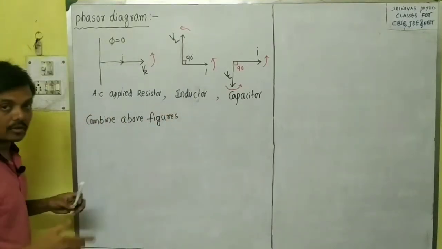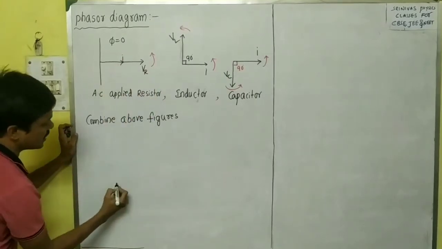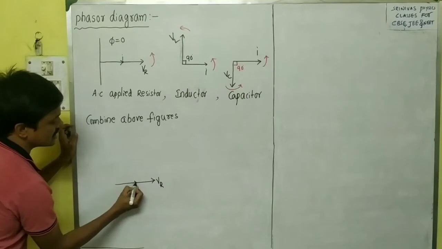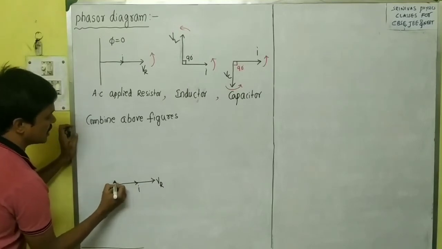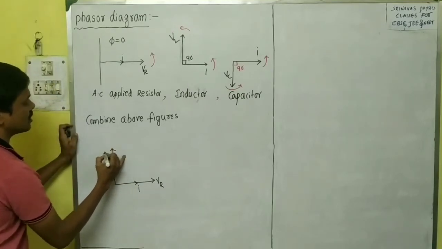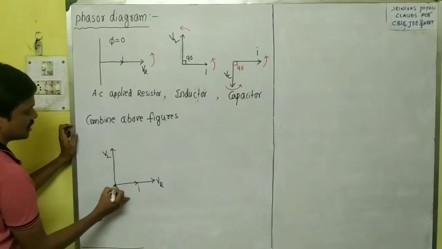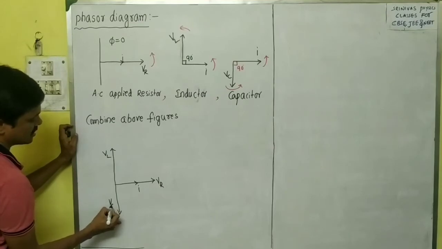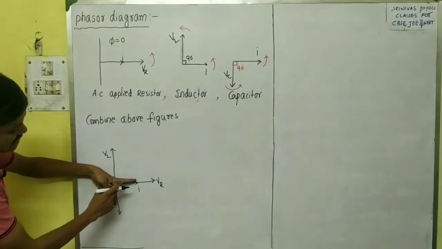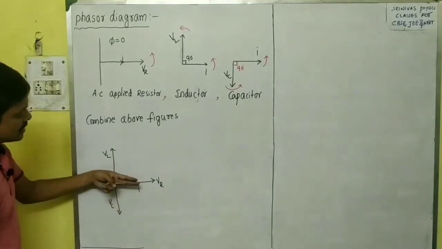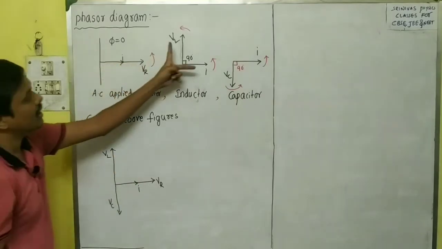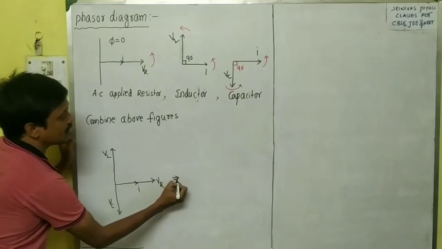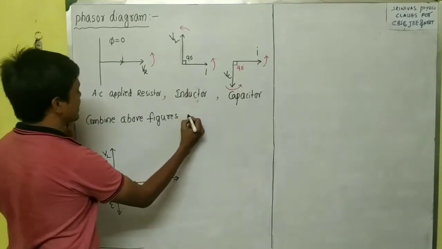First again I will repeat. The current and voltage across resistance are in the same direction. This is the voltage across resistance and the current. And the voltage across inductance is upward, right? This is the voltage across inductance. And this is the voltage across capacitance. You see here, this is I, VC, this is VL, and this is VR.